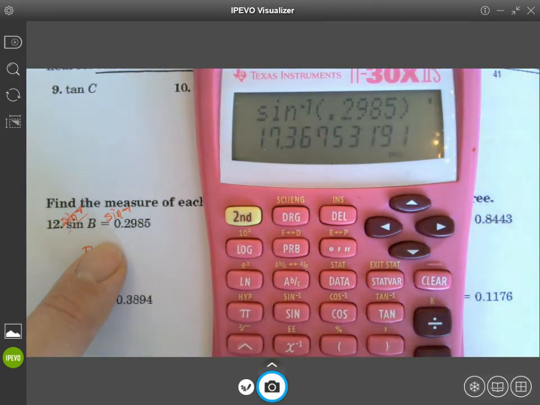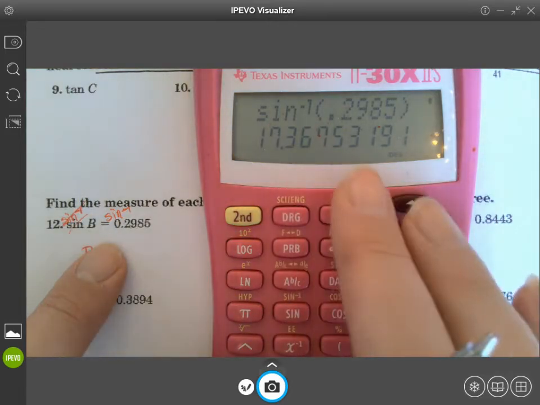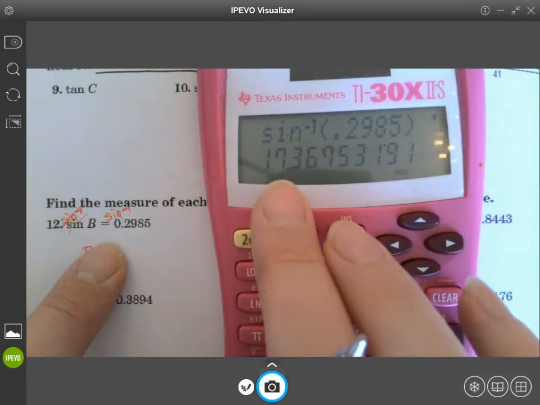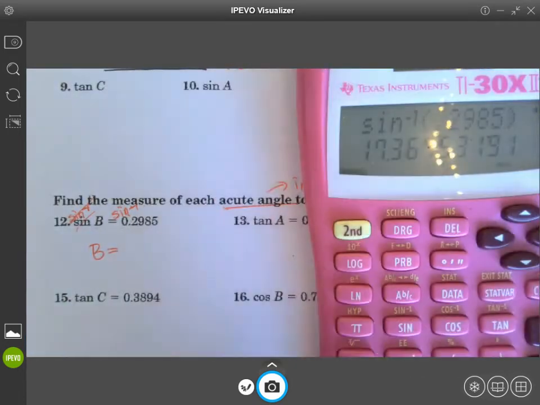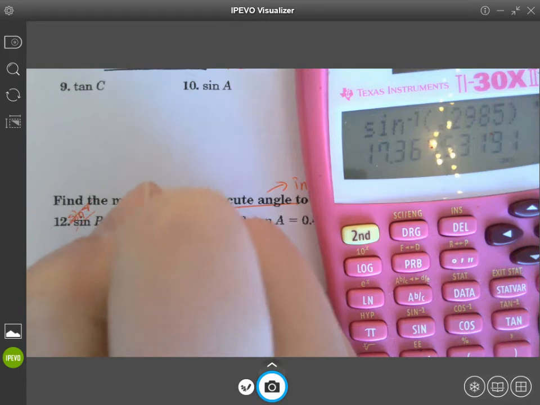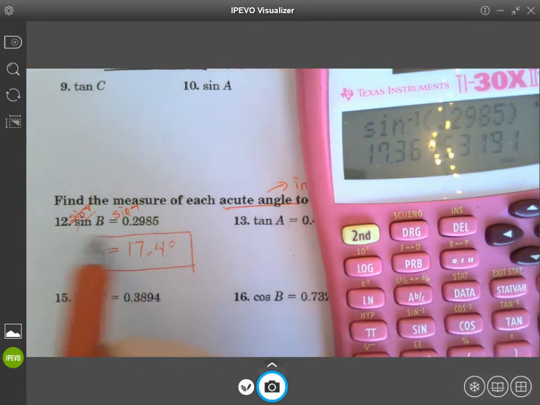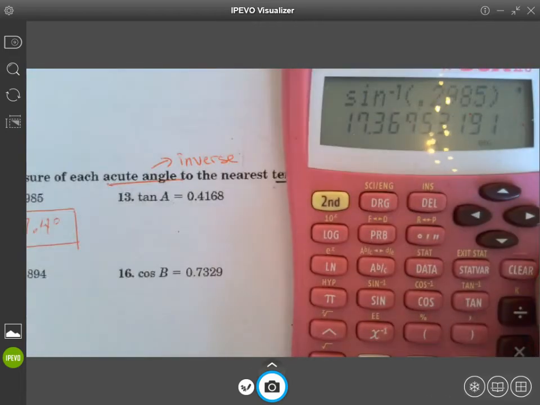And we get 17.367. It goes on. Now it said round to the nearest tenth of a degree. So 17.4. And you did find the measure of the angle, so the answer is in degrees. All right, so let's do the next one.